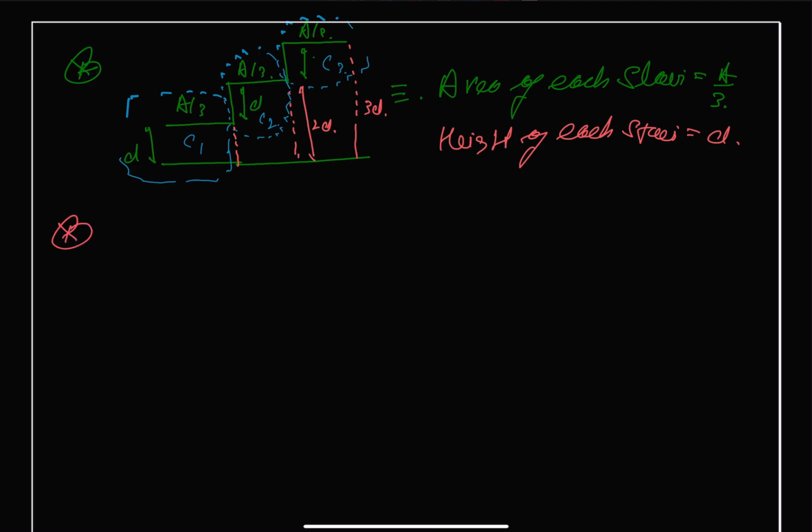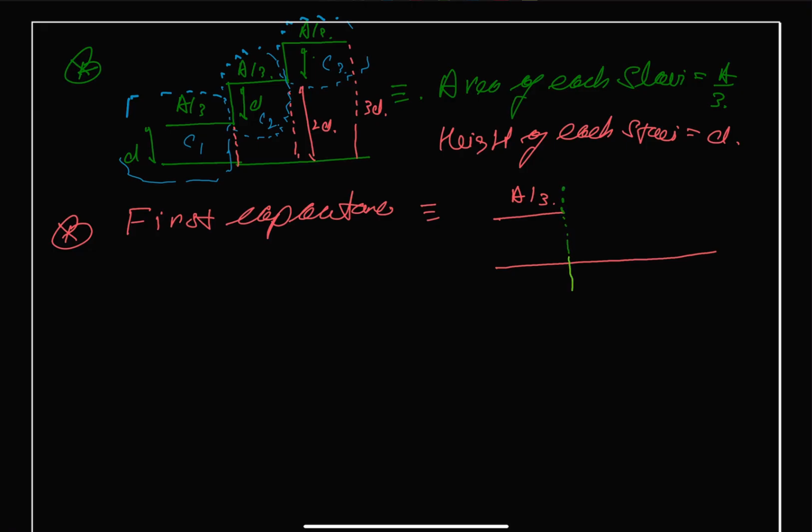Therefore, for the first capacitance, we can just draw it approximately. So we have this as area A by 3. No doubt the original plate is this entire one, but the area of interest for this particular capacitor will be only this part. This will be our height D, or the overlapped area. And the first capacitance, C1, will be epsilon naught A by 3 divided by D.